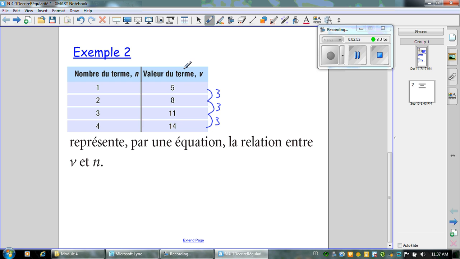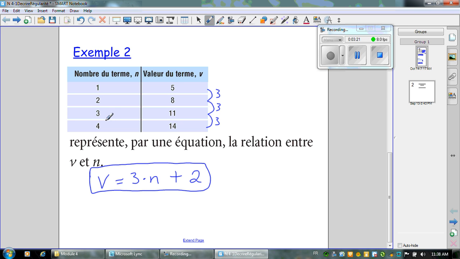So if I were to write an equation, V is going to be 3 times as much as N. 3 times N. Then you check if it works. 3 times 1 does not give me 5. So you need to figure out what you're going to add to that. Well, to get 5, if N is 1, I need to add 2. That's my equation.